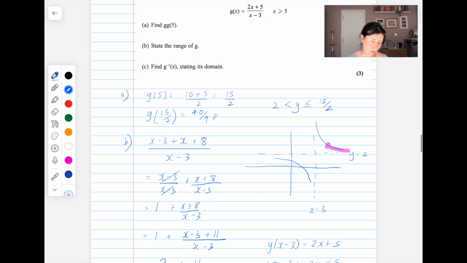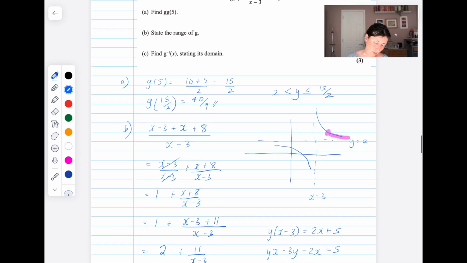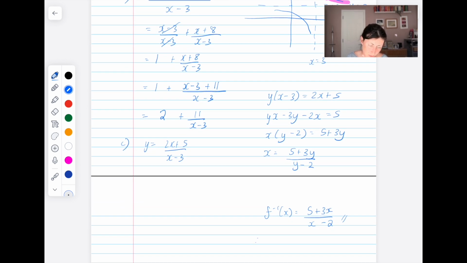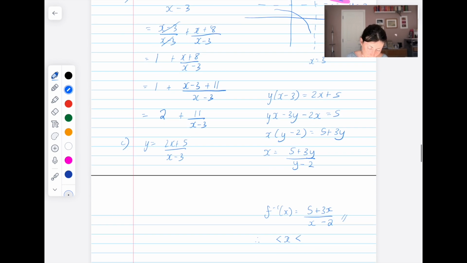State its domain, so the domain will be the same as the range of the inverse. So therefore, x bigger than 2, less than or equal to 15 over 2.